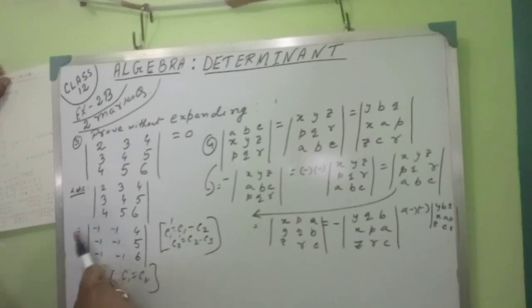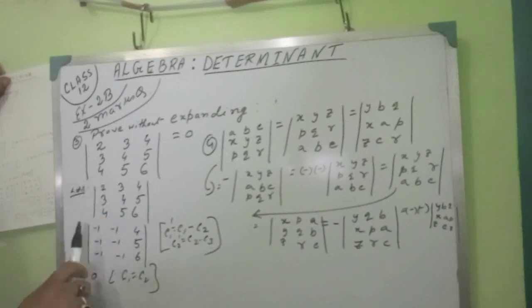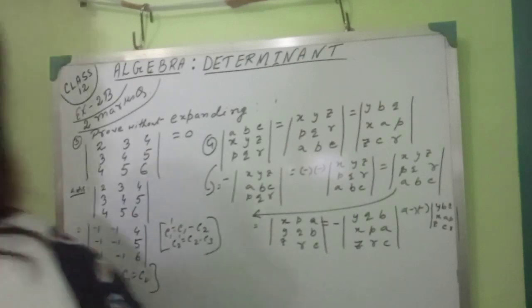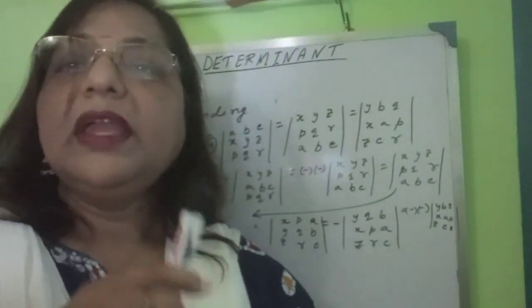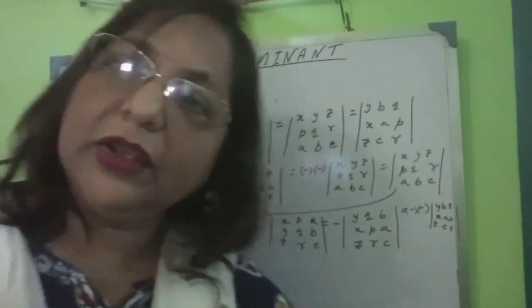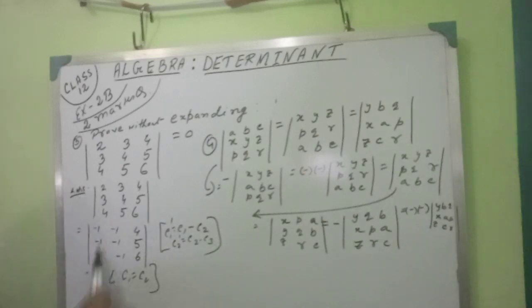The two new changed columns, that is C1 and C2. Now see, C1 and C2 both the columns are now identical. As C1 and C2 are identical, the value of the determinant will be 0. This is one property of the determinant: if any two rows or any two columns are identical, then its value should be 0. So that is why, since C1 equals C2, the value is 0. That means it is proved.